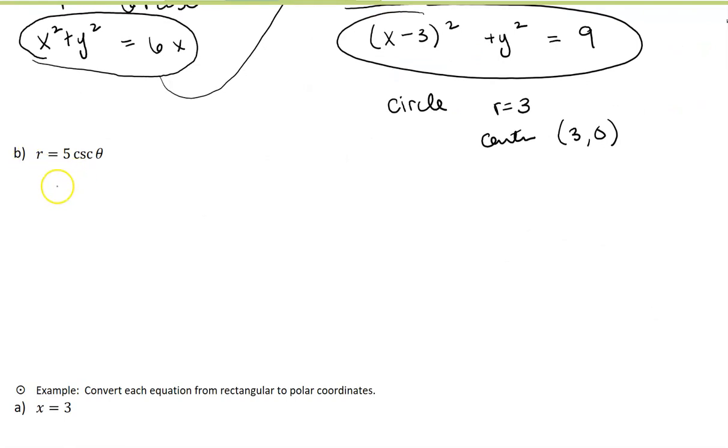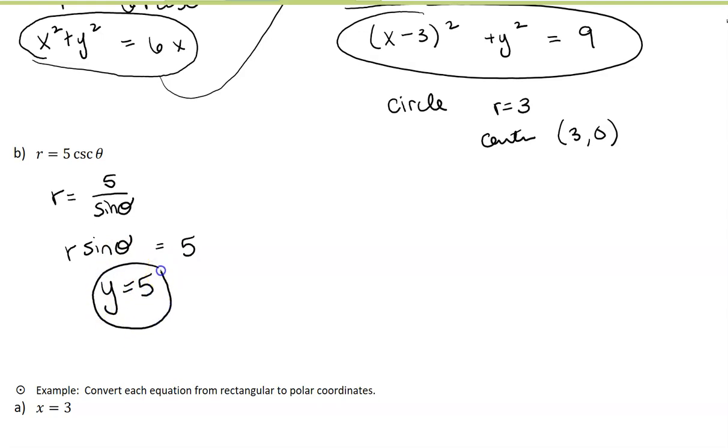This one is very similar to one that we did earlier. r is equal to 5 over sine of theta because cosecant of theta and 1 over sine of theta are the same thing. And then I multiply both sides by sine of theta, and I get r sine of theta equals 5. And I know that r sine of theta is y. So this is just the horizontal line, y equals 5.